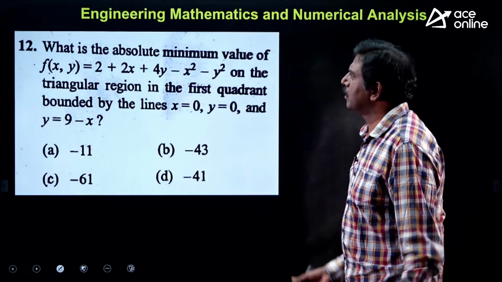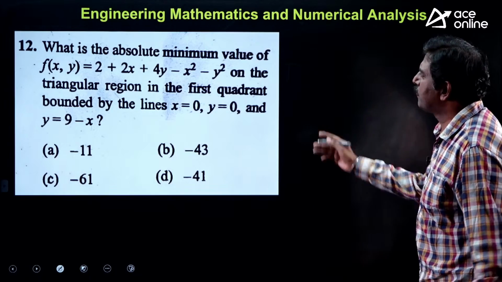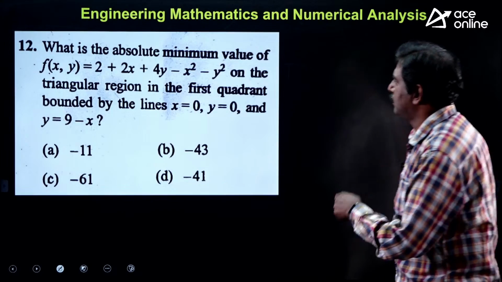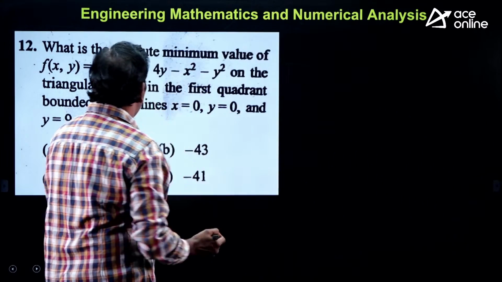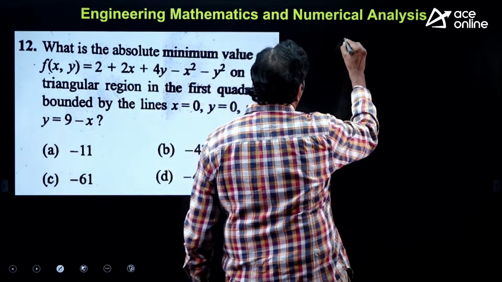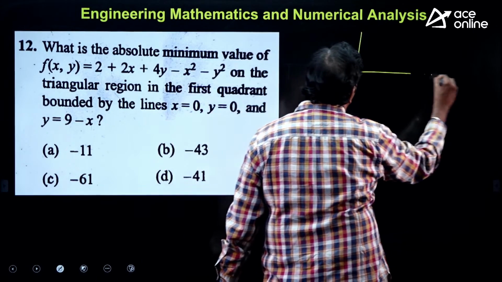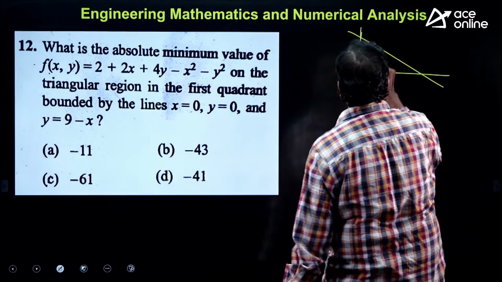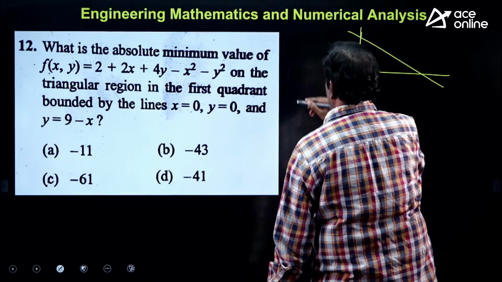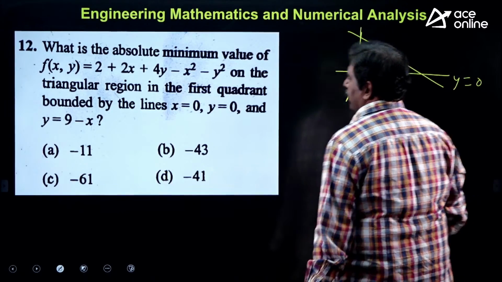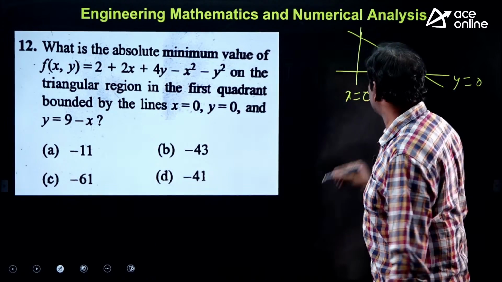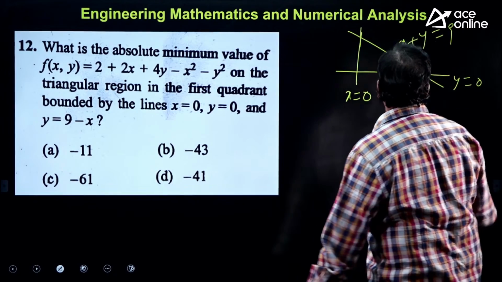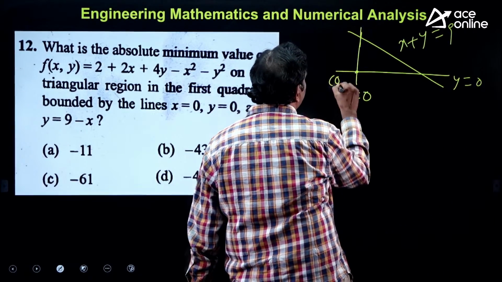Coming to the next part. What is the absolute minimum value of the function on the triangle region in the first quadrant bounded by the lines? Here one function is given to you. First quadrant bounded by the lines means: one is x equals 0, that is the y axis; second is y equals 0, the x axis; next line is y equals 9 minus x, which means x plus y equals 9. So what are the corner points here?